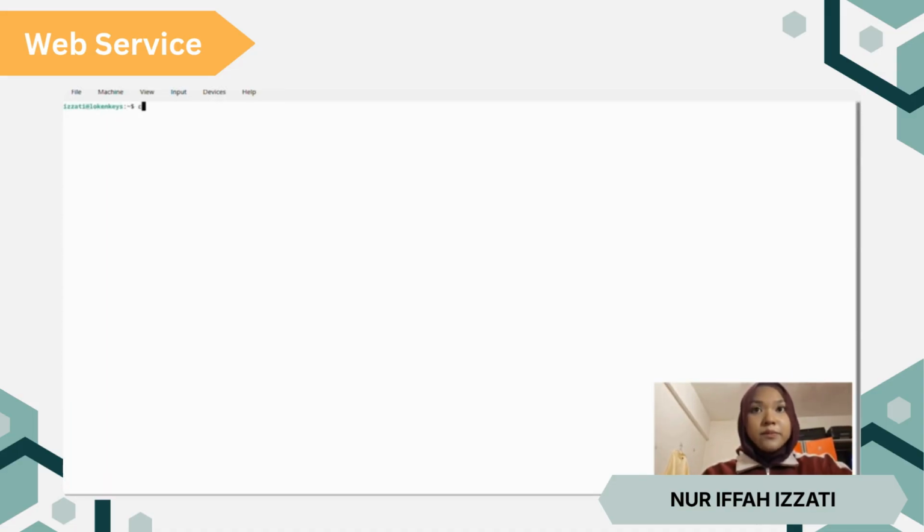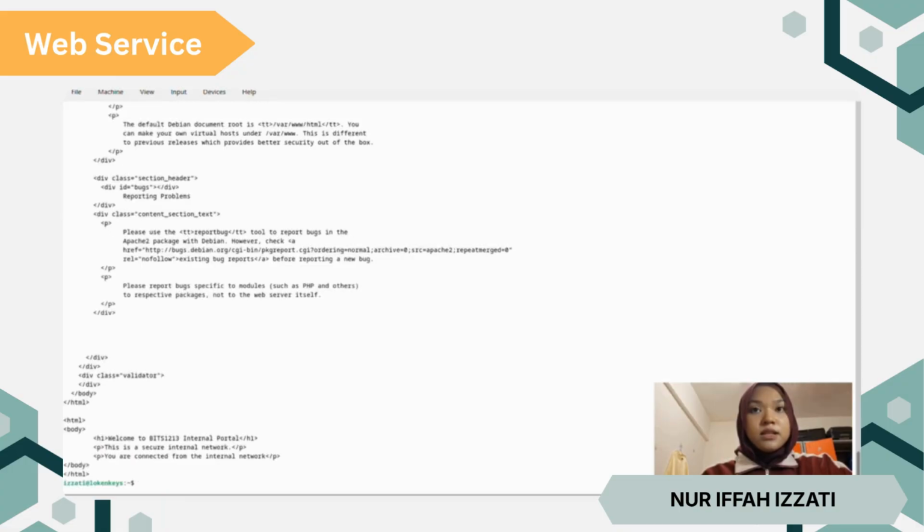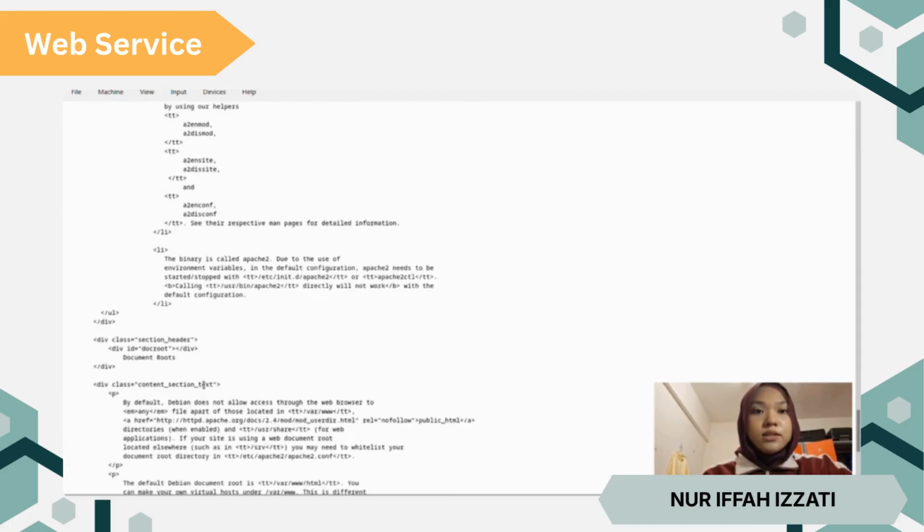Finally, I performed testing from the client virtual machine using a web browser. I accessed the server by entering the address 192.168.1.254. The company webpage was displayed successfully. This confirms that the web server is accessible from the client machine and is functioning correctly within the internal network.